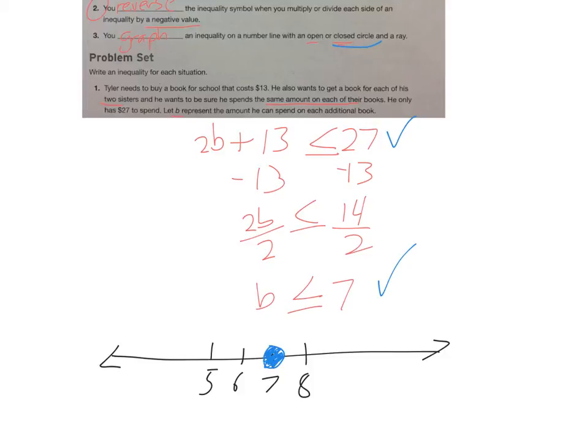So in this case, where you would then shade, or I like to just draw a line straight down the number line, any number that is less than or equal to 7 would solve this problem. And this would be the inequality to solve the problem.